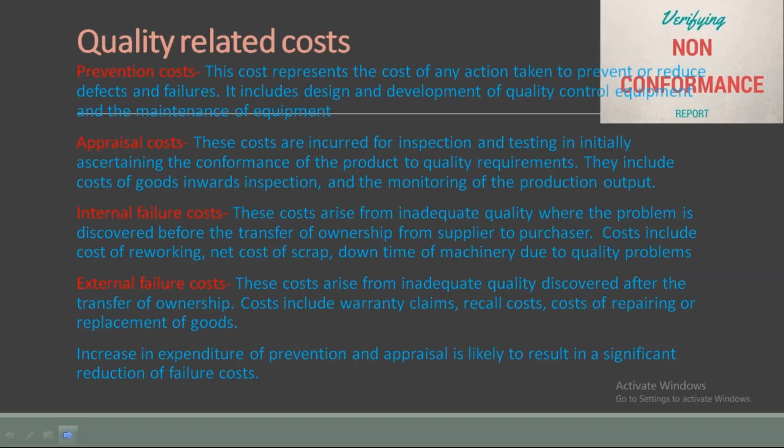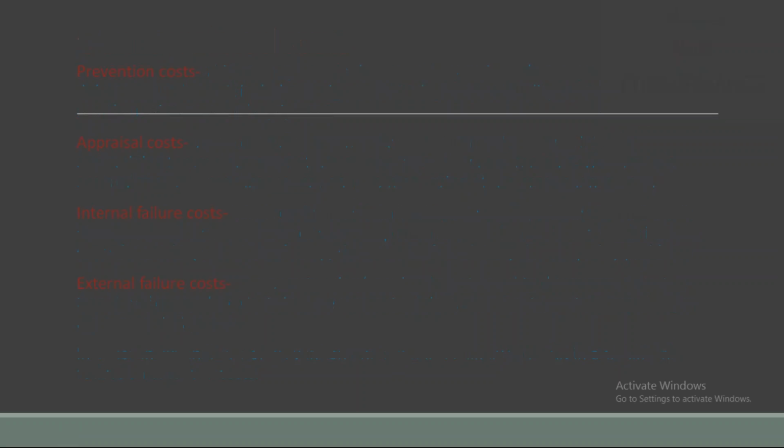So finally, what we have to realize is that any increase in expenditure on prevention and appraisal is very likely to result in a significant reduction of internal and external failure cost. But we have to be balancing. We should not be overspending to maintain super quality if the product becomes so costly that finally you cannot sell it. So this is a balancing act. This kind of scenario can come up in your management case study.